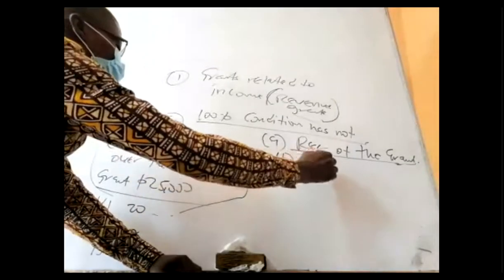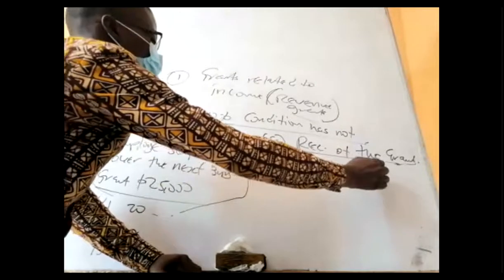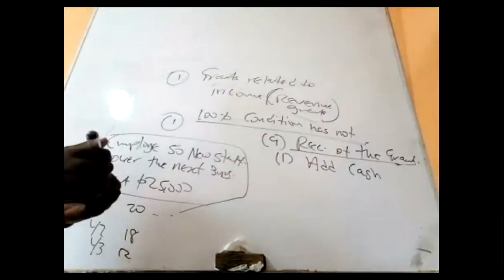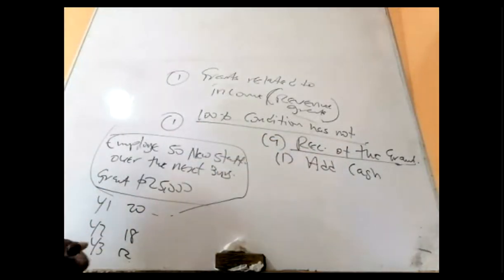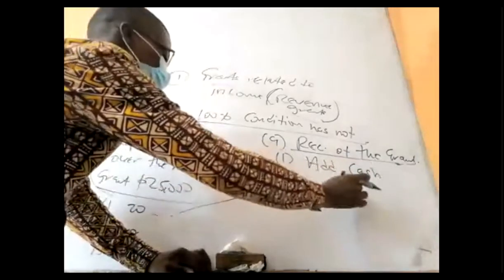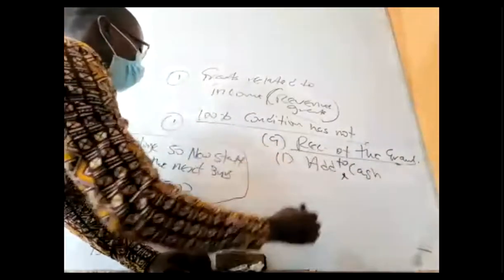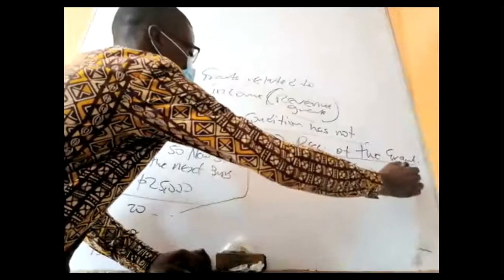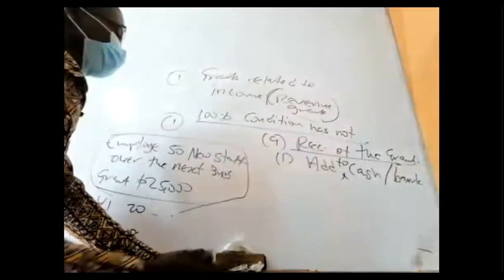Number 1, add it to your cash, because you receive the money. If you don't add it, the cash will be hanging. So add it to your cash balance or your bank balance. Usually it's in the form of a check.